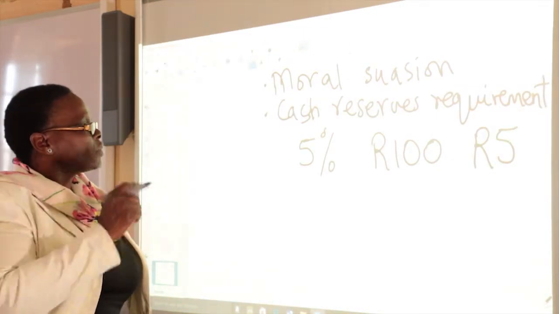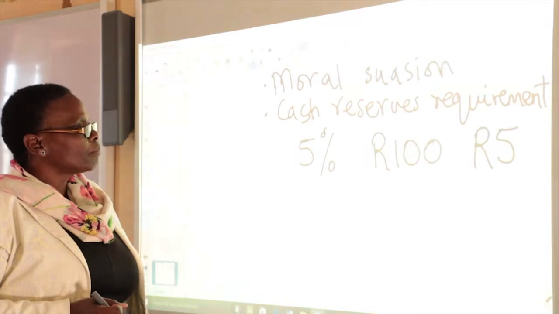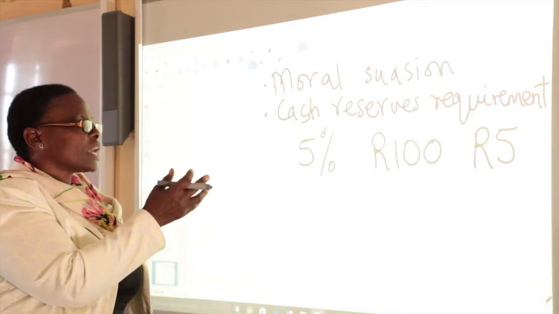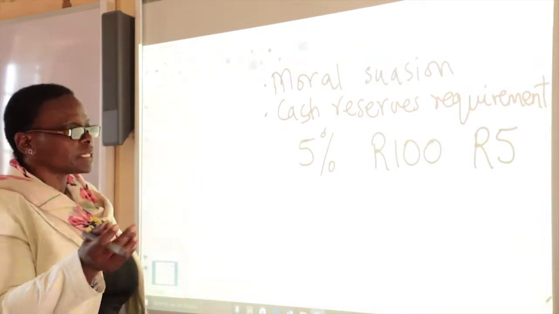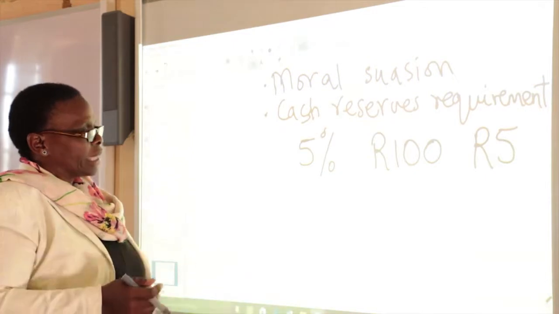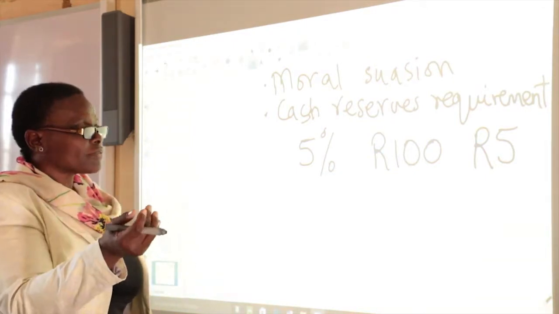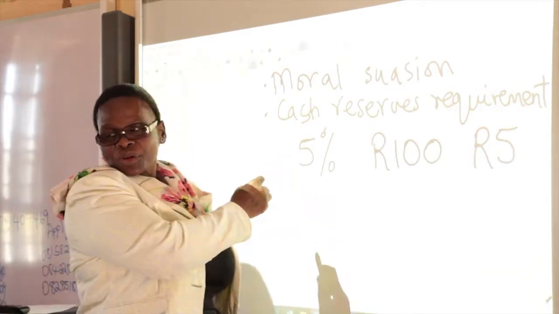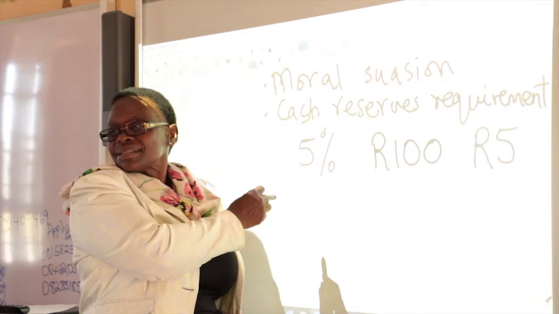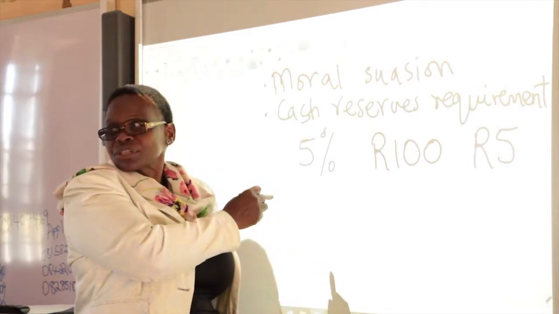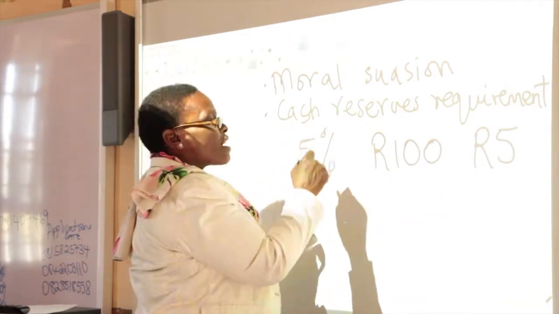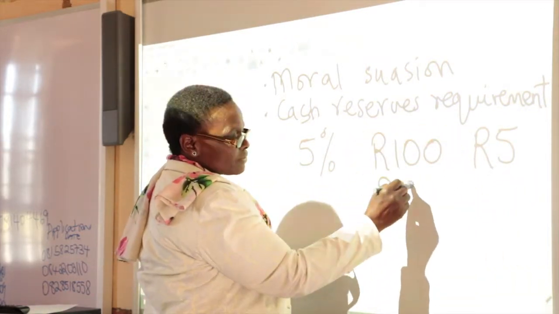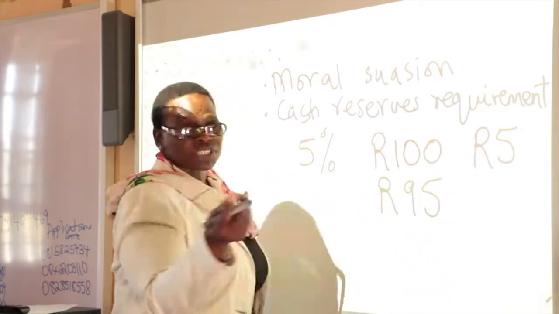Now, how would this instrument or measure be used to increase the supply of money? Remember that our objective here is that the supply of money must be increased in the economy. To do that, we would have to reduce that cash reserve requirement. Why? Because if it is at 5% and they put aside 5 rand, the banks remain with 95 rand to give out as loans.